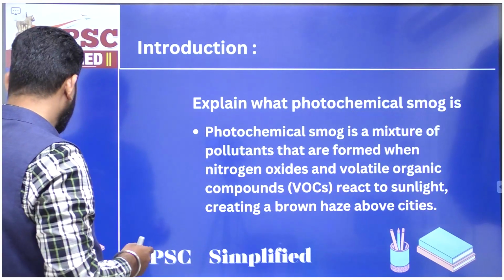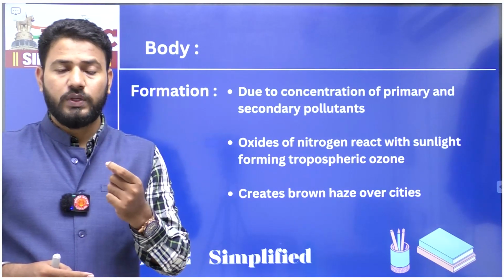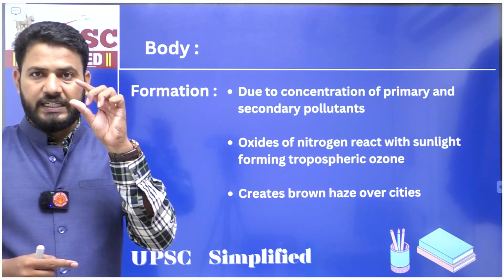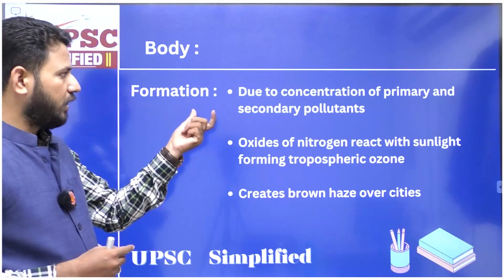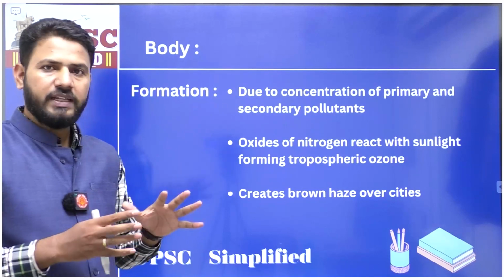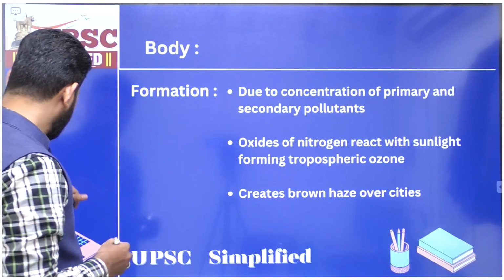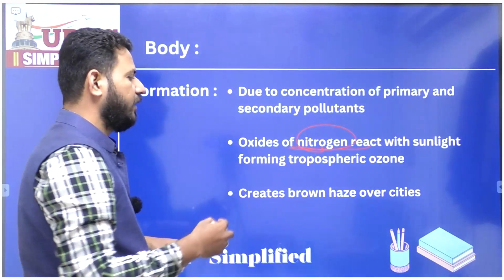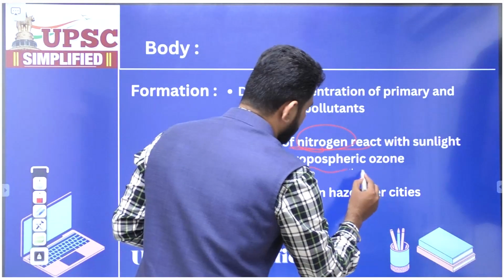Now, going to the body of the answer. Here it is clear you are supposed to answer the formation of photochemical smog. You have already in the introduction started explaining the formation of photochemical smog. You just have to continue. So the formation is due to the concentration of primary and secondary pollutants. Now, when it comes to primary pollutants, it is primarily oxides of nitrogen that react with sunlight, which form a secondary pollutant, which is tropospheric ozone.